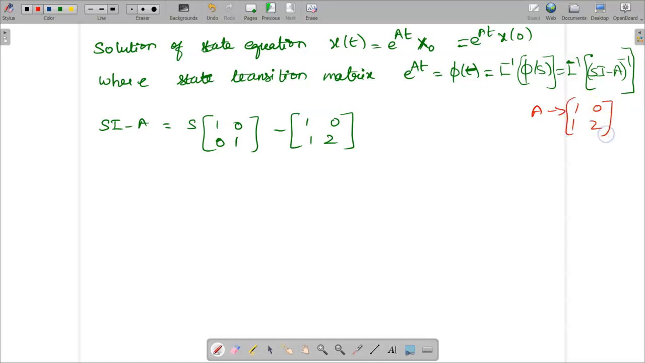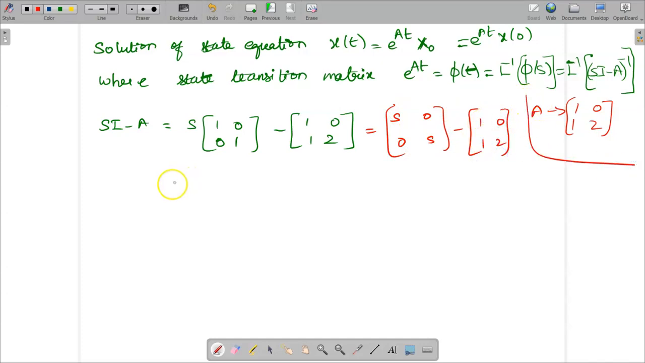It is a 2 cross 2 matrix, so I am considering the identity matrix as a 2 cross 2 matrix. So sI minus A, where I means the identity matrix [1 0; 0 1] that I have taken. So s into I minus A, with the given A matrix. Multiplying, I have s into 1 as s, s into 0 is 0, s into 0 again 0, s into 1 is s, minus the A matrix [1 0; 1 2].